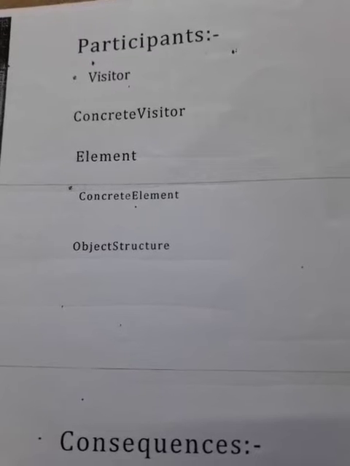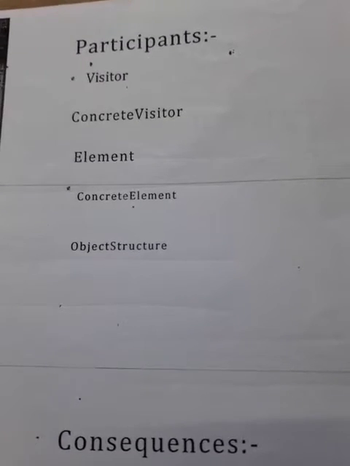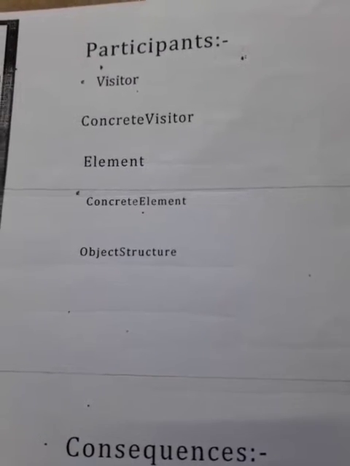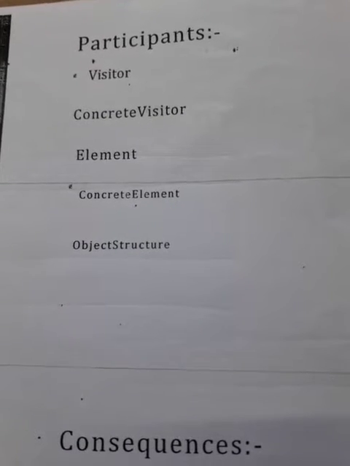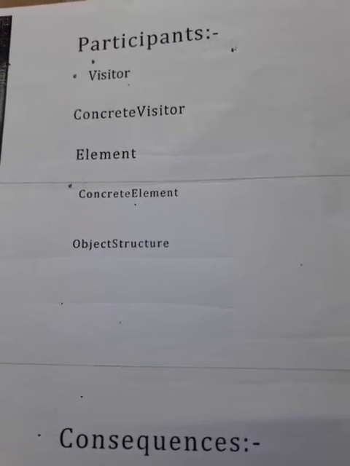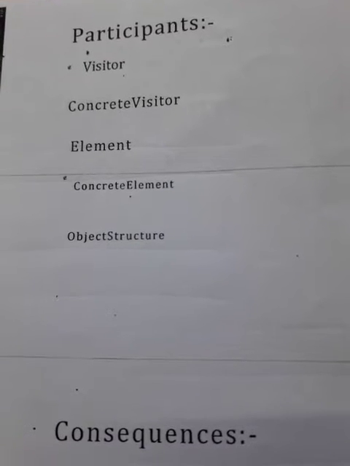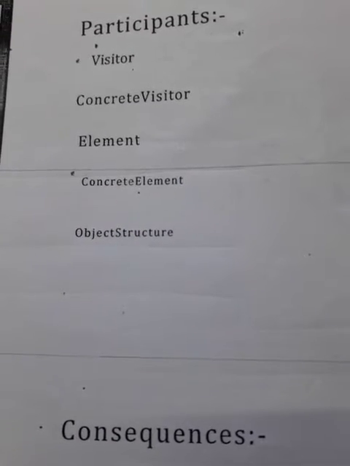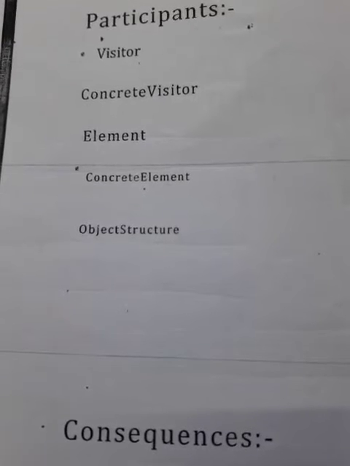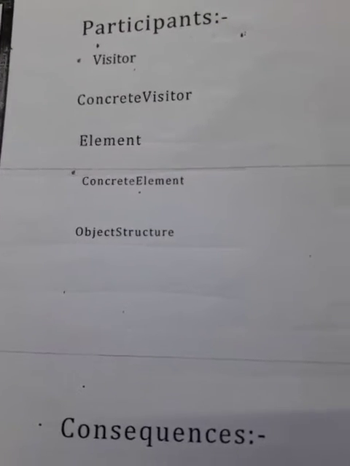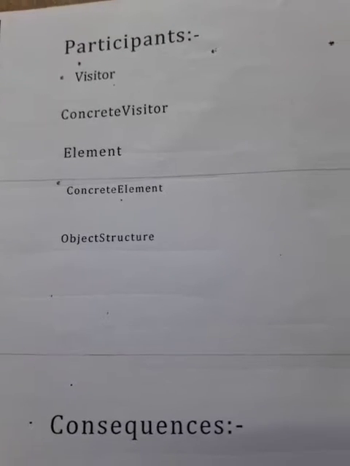And the final one is object structure, that is nothing but a program. It can enumerate its elements and it may provide a high level interface to allow the visitor to visit its elements. It may either be a composite or a collection such as a list or a set. This is about the participants.